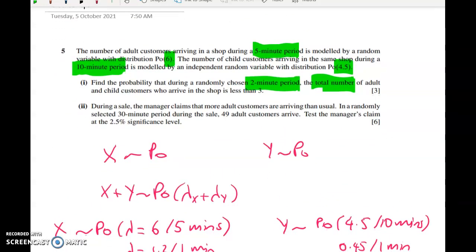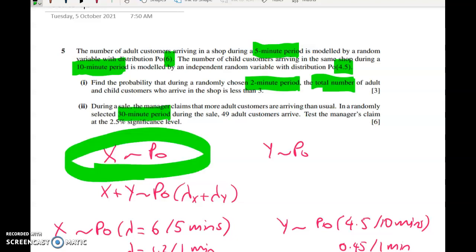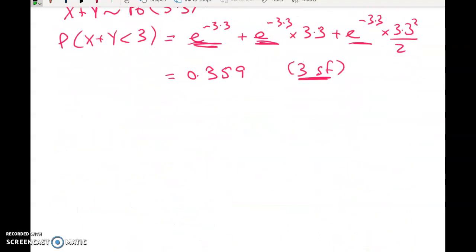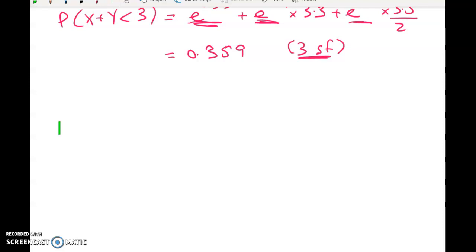Okay, now the next one says that during a sale, the manager thinks that more adults are arriving than usual. In a randomly selected 30-minute period during the sale, 49 adult customers arrive. Test the manager's claim at the 2.5% significance level. So obviously we're doing some kind of hypothesis test here, and we've got a 30-minute period, and we're just working with the adults in the distribution. So lambda for 30 minutes, based on what we had in normal times, not sale times, is going to be 1.2 times 30, right?